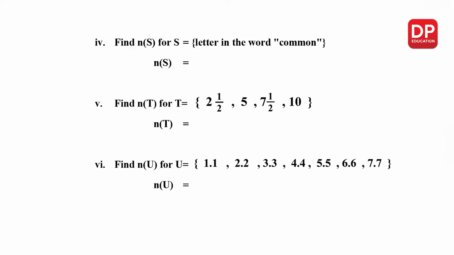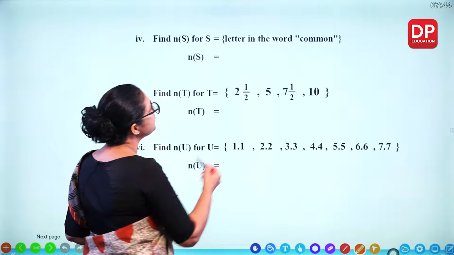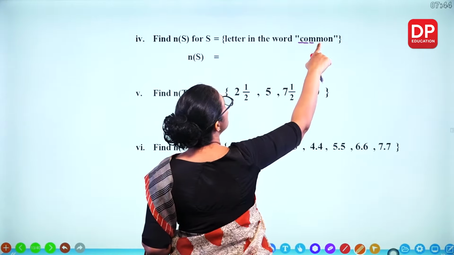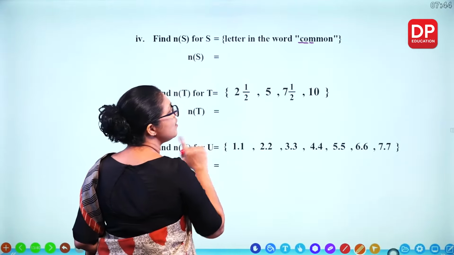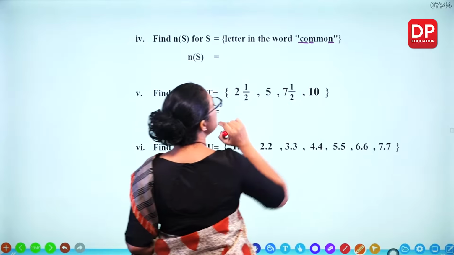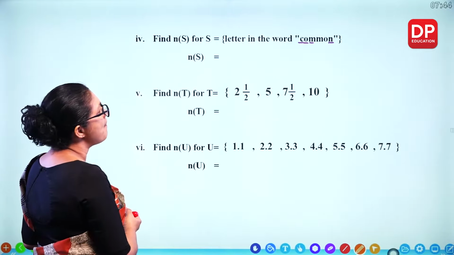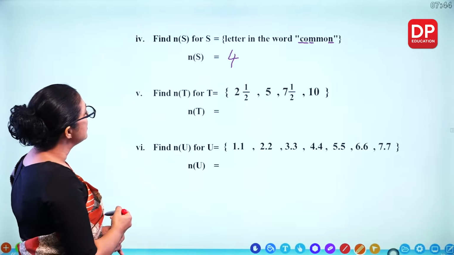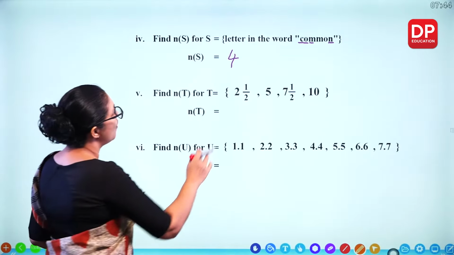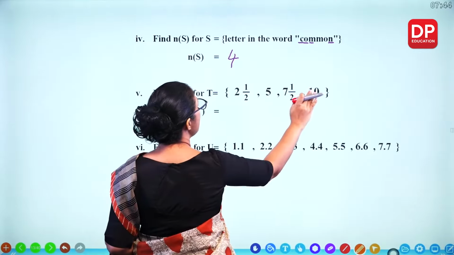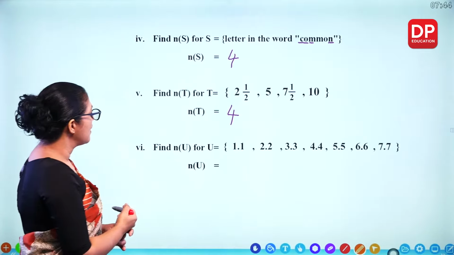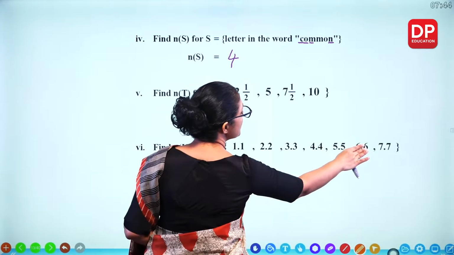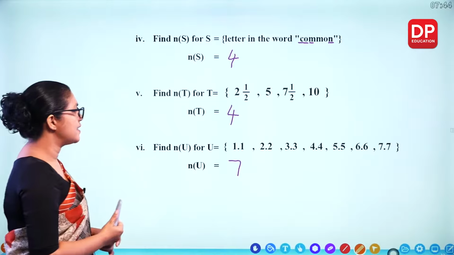Number of elements in S, letters in the word common. Identify C. O, M. We don't repeat M again. O again you can't repeat and N. So how many elements? C-O-M-N. 4 elements in S. Find elements in T. All are different elements. 1, 2, 3, 4. 4 elements there. Number of elements in U. 1, 2, 3, 4, 5, 6, 7. 7 elements in the set U.